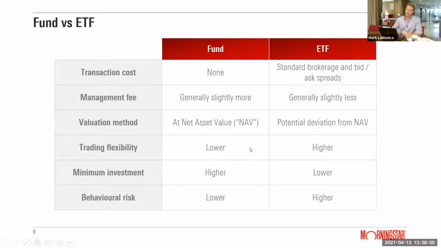Trading flexibility. ETFs are a lot easier to trade because, number one, most investors have a brokerage account. You can just buy them in your brokerage account. The other thing is obviously you can transact in an ETF all day, whereas with funds you can only transact once a day at the end of the day. Now, be careful about this, because just because you can do something doesn't mean you should. ETFs can lead to overtrading.